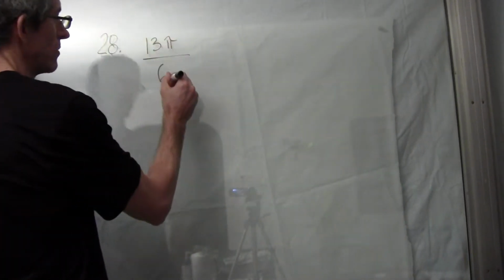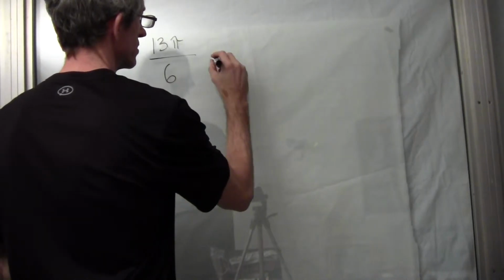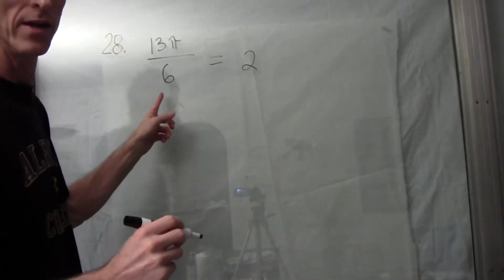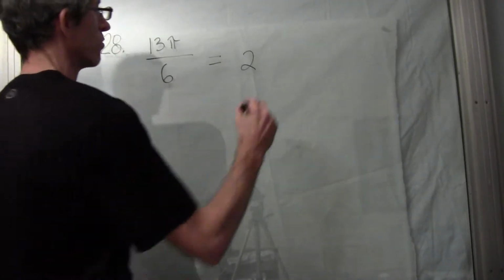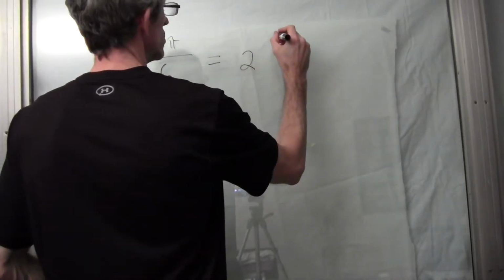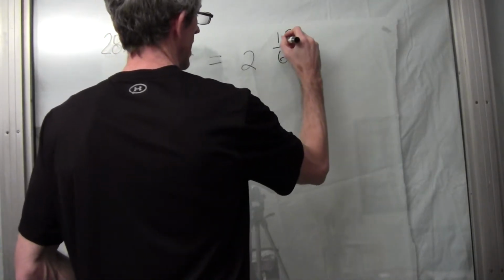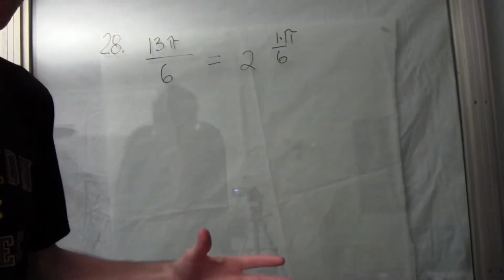So 13 divided by 6: 6 goes into 13 two times. 2 times 6 is 12, and then 13 minus 12, there's 1 left. So it's the same as 2 and 1/6 times pi, or just pi over 6. You could write it that way.